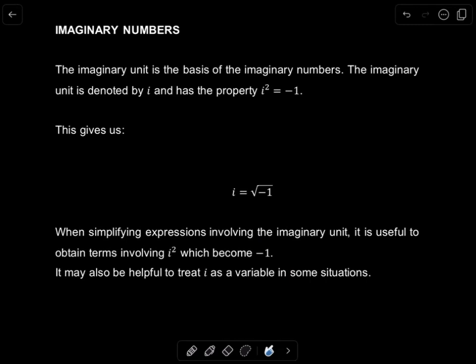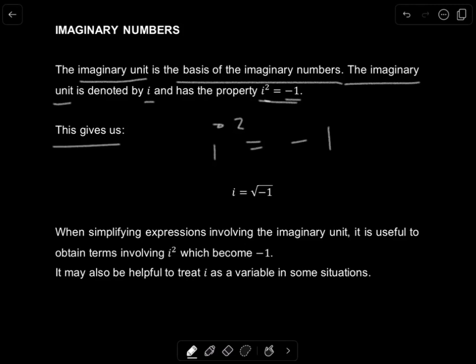So let's look at what imaginary numbers are. Now, the imaginary unit is the basis of imaginary numbers. So you have all imaginary numbers, and at its core, the building block of imaginary numbers is the imaginary unit. The imaginary unit is denoted by i and has the property that i squared is equal to minus 1. At first glance, this doesn't seem like a big deal, right? i squared is equal to minus 1.